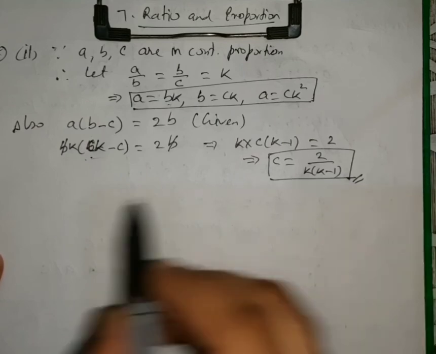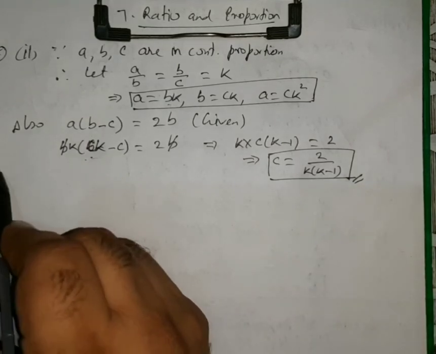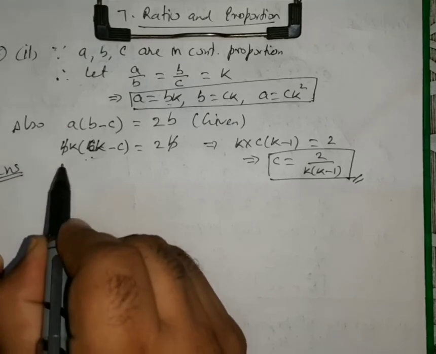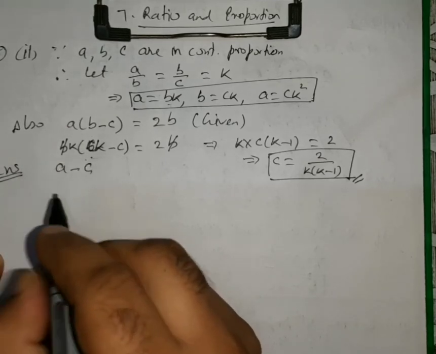Now in the proof part we have to prove that a minus c. So I am taking now the left hand side. So left hand side is a minus c.